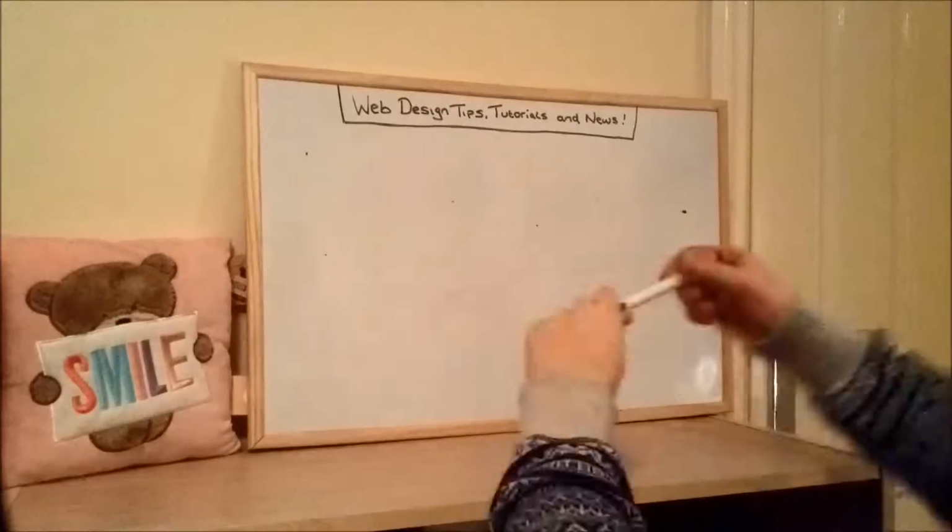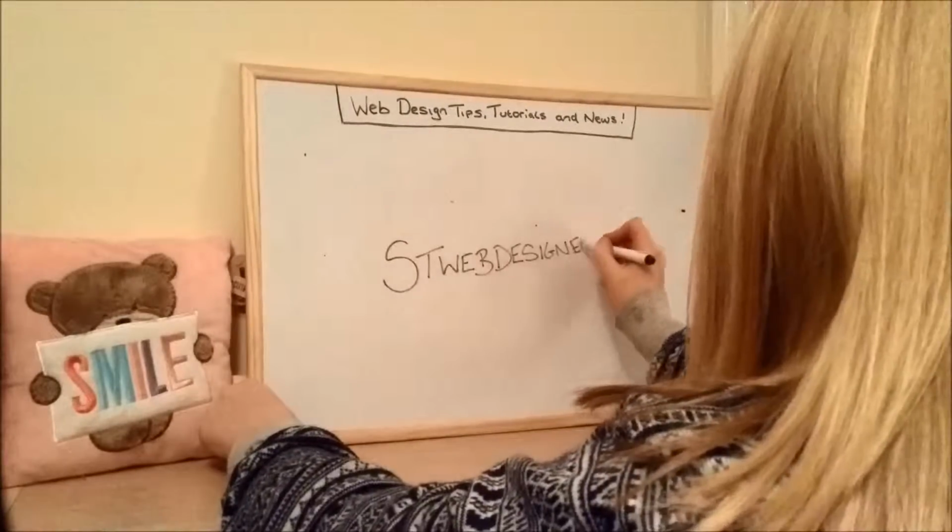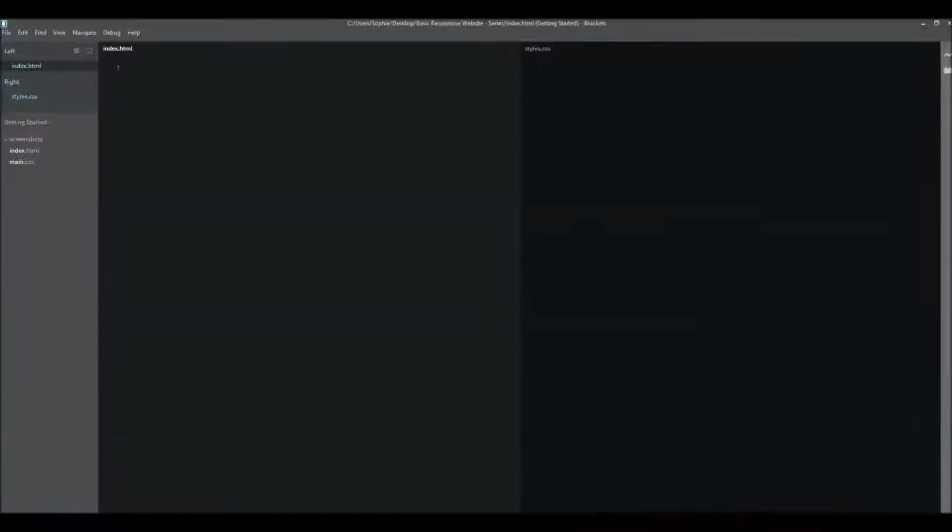This is part 2 of the Code a Basic Responsive Website series, and today we start coding. So we're firstly going to code the basic HTML5 structure into our index.html document.